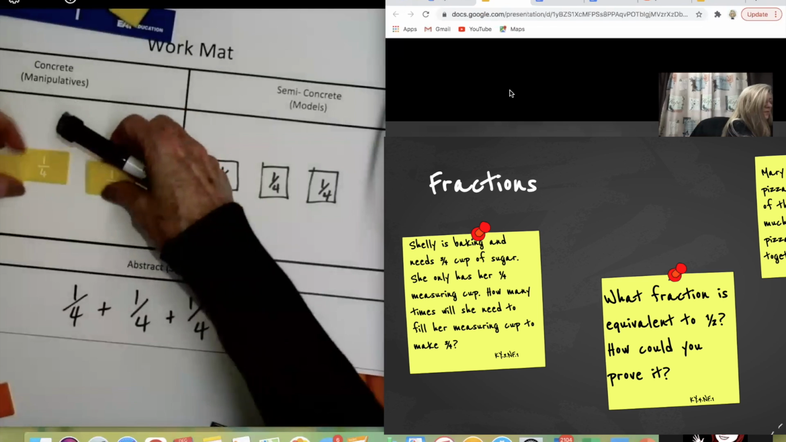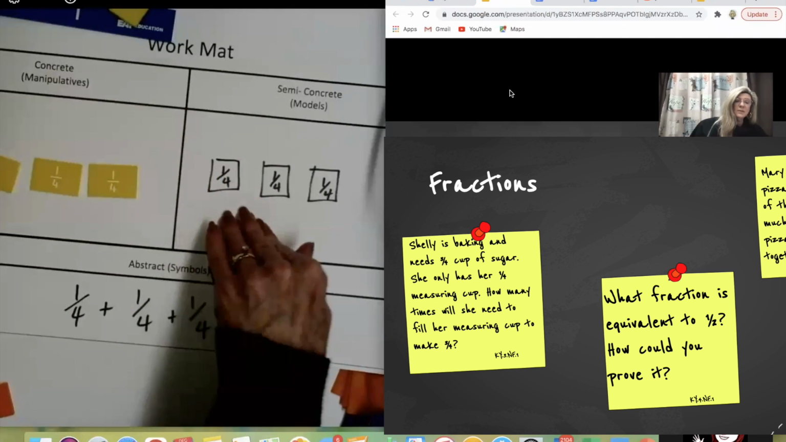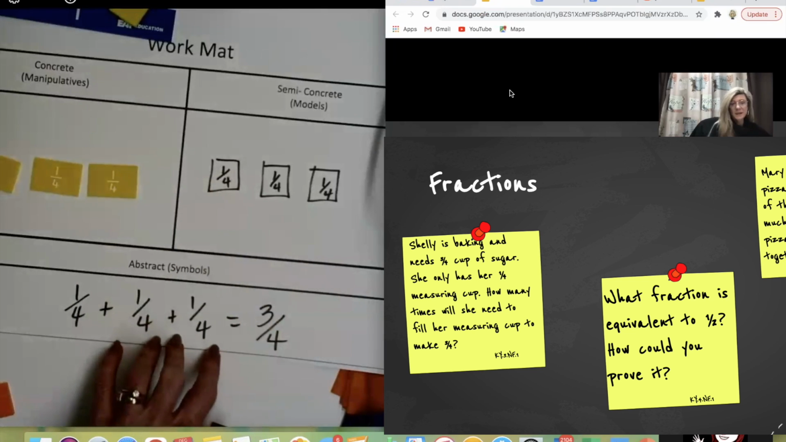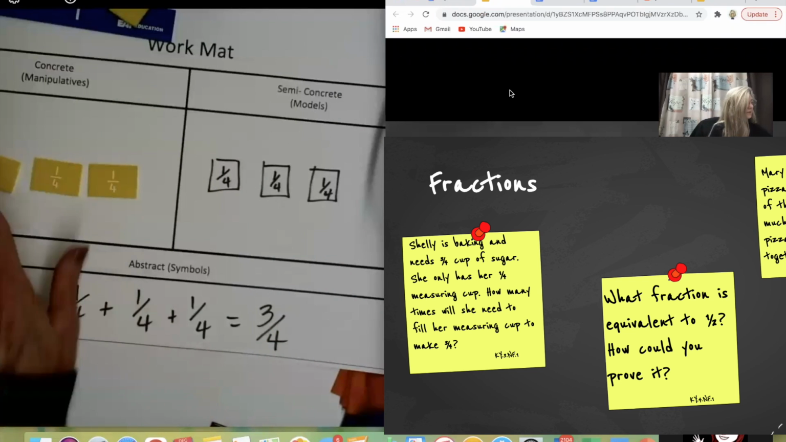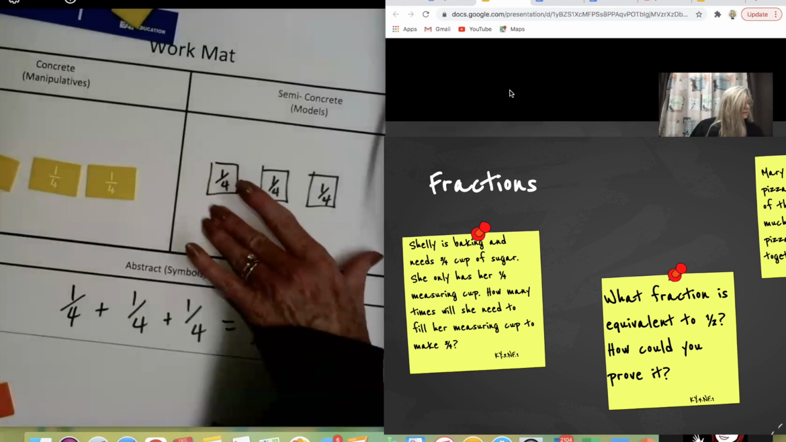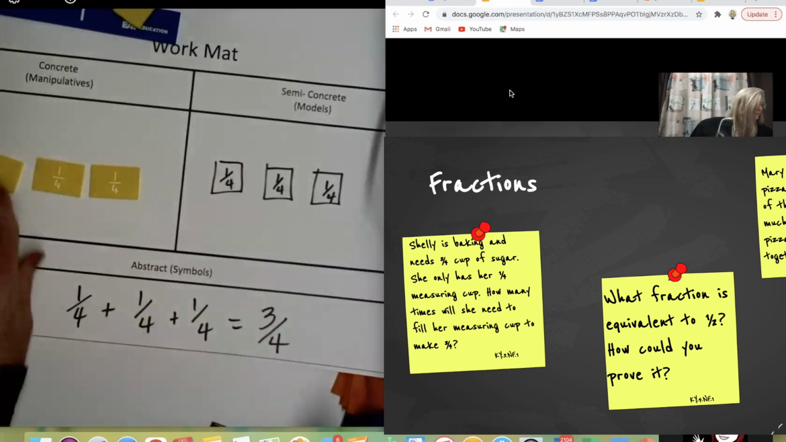It really helps to move them out of the concrete into the semi-concrete, and it helps them link it to that abstract. And when we say abstract, it's abstract to our kids. It doesn't make sense. But if we can give them something to look at and move around, and if they can draw it, then they'll have a better understanding of the abstract with those symbols.